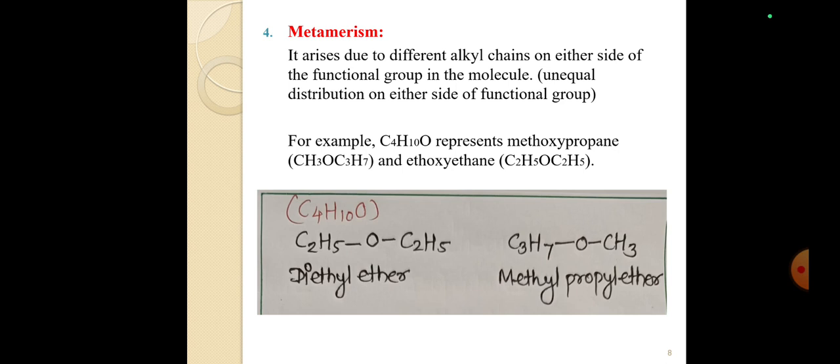So in this you can see in the first example across the functional group, that is ether, on the left side 2 carbons and on the right side 2 carbons, but in the second example you can see on the left side 3 carbon atoms and on the right side only one carbon atom. This is called unequal distribution across the functional group. So this phenomenon is known as metamerism. Here these two examples are metamers of each other.